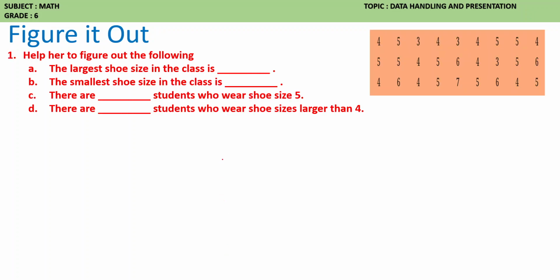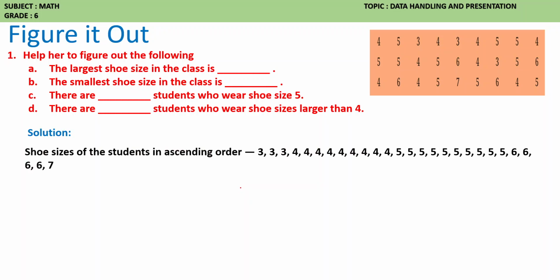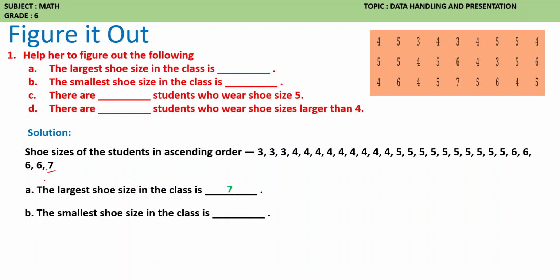Help her to figure out the following. The largest shoe size in the class is, as we have arranged the shoe sizes of the students in ascending order, 3, 3, 3, 4, 4, 4, 4, 4, 4, 4, 4, 4, 5, 5, 5, 5, 5, 5, 5, 5, 6, 6, 6, 7. So the largest shoe size is 7, as we are writing it in ascending order. The smallest shoe size is 3.